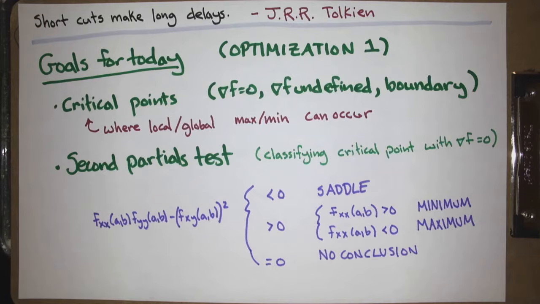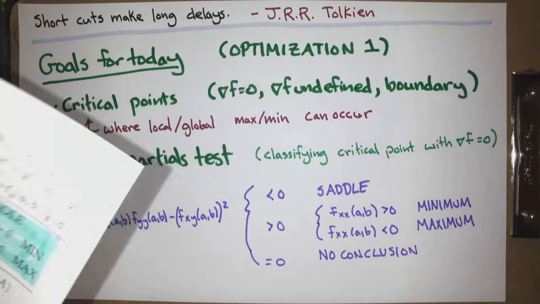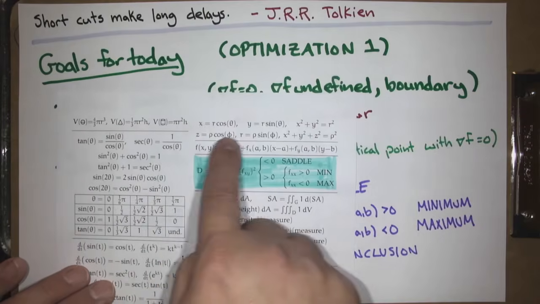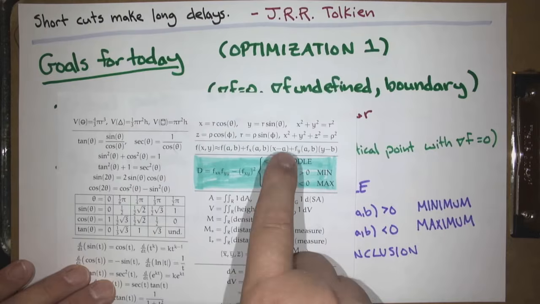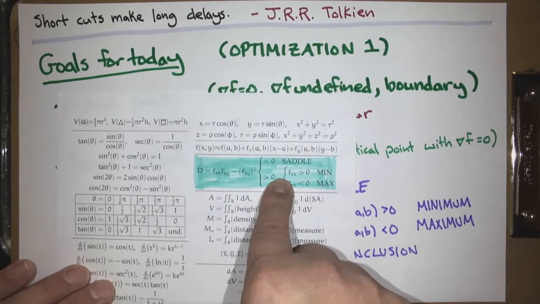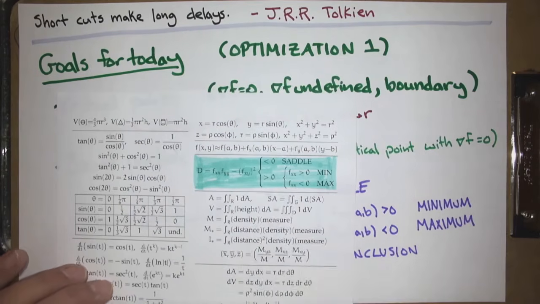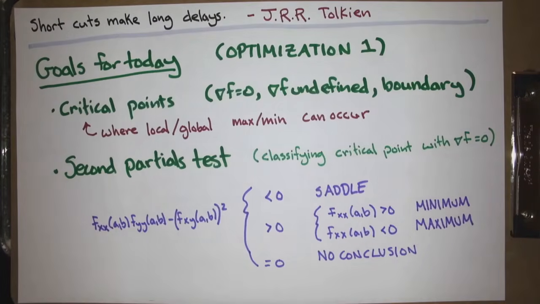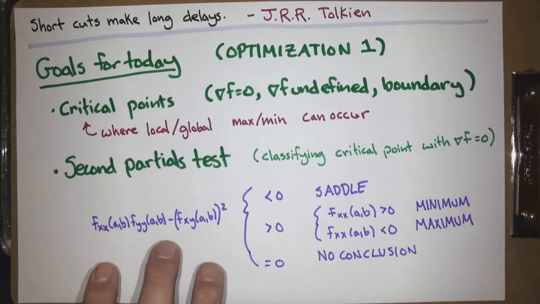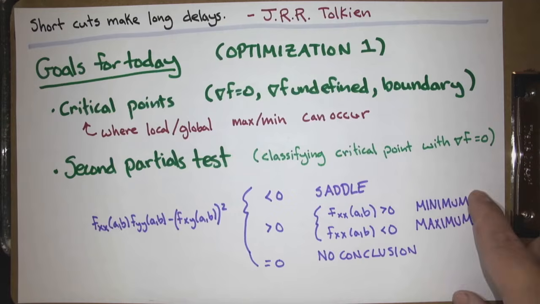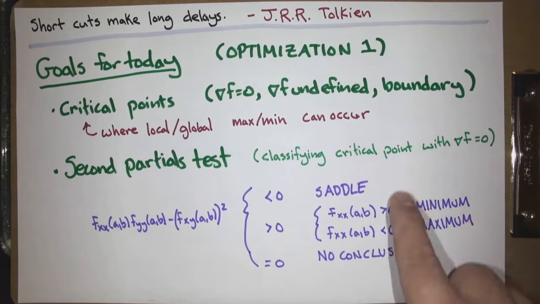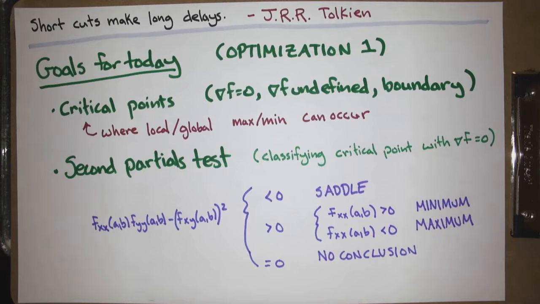Now, that looks like a lot to learn for the second partials test. So I'll point out it's written on the formula sheet. So the second partials test is there. It's one of the 3 formulas from this part of the course that's on the formula sheet. But we still have to understand what it is and how it works. So we'll get to where this number comes from and why it tells us whether something is a minimum, a maximum, a saddle, or there's no conclusion for us to make. So that's where we're going for today.